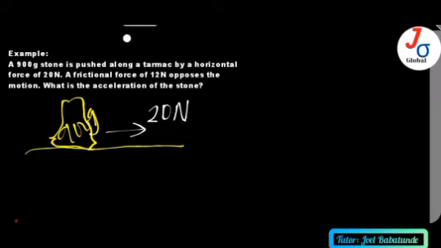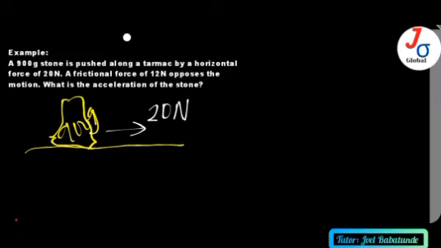Now, opposes the motion means it's moving in a different direction. So as you all know, friction opposes motion. That means the frictional force is going to be moving backwards because it's opposite to the horizontal force. So the backward force is actually 12 newtons. Now the question is, what is the acceleration?